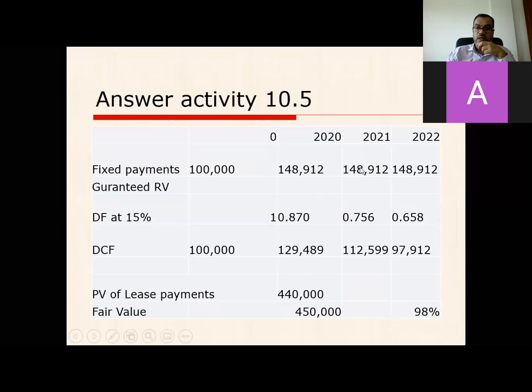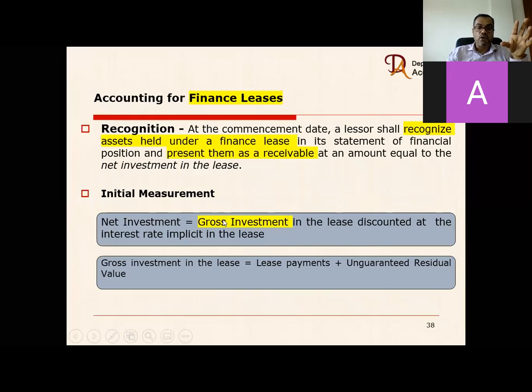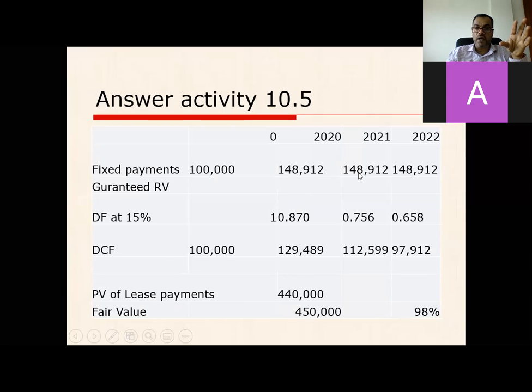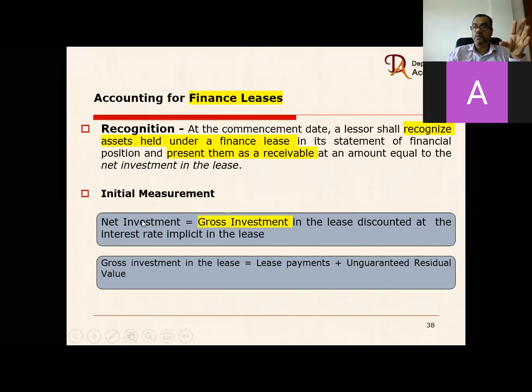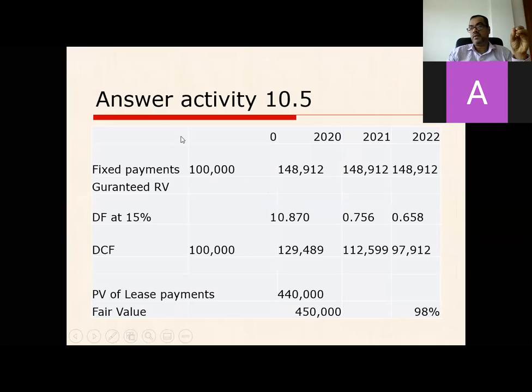If you add them, 148 into 3, 450, with this one 550 roughly. Sorry, 150. So say that this is 150,000, 150,000, 150,000, roughly 450 plus this 100,000, 550. So therefore, the gross investment is 550. Once you discount this gross investment of 550, it becomes 440. Therefore, net investment is 440. So understand these two concepts by referring to this example.